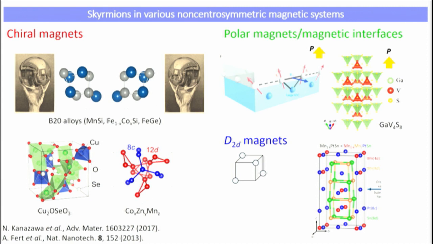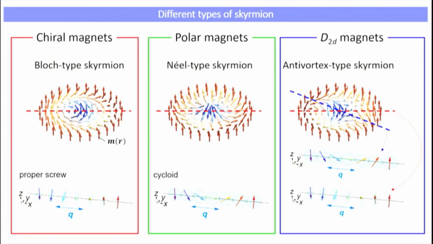And the D2d magnet is another type of non-centrosymmetry that can also host the Skyrmion. This is a minor detail, but different types of non-centrosymmetry can host different types of Dzyaloshinskii-Moriya interactions to stabilize a different form of Skyrmion. In the case of the chiral magnets, this type of Skyrmion is stabilized, called a block-type Skyrmion. By taking a cross-section along here, the spin configuration can be viewed as the proper screw-type spin configuration. In the polar magnet, this type of nail-type Skyrmion is stabilized. Its cross-section of the spin configuration is a form of a cycloidal type spin configuration.